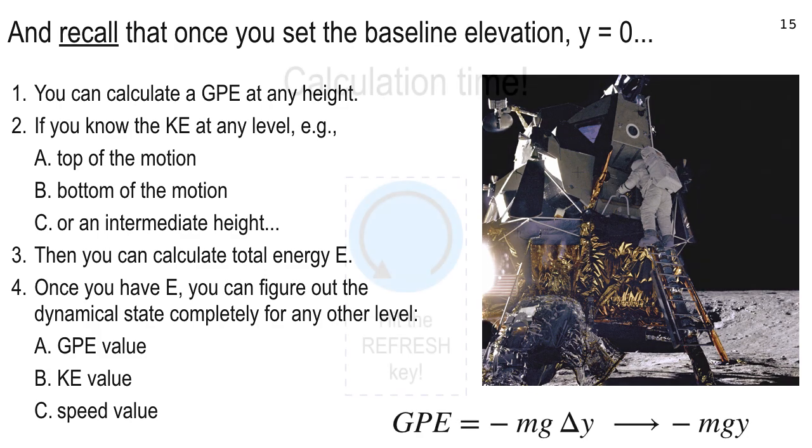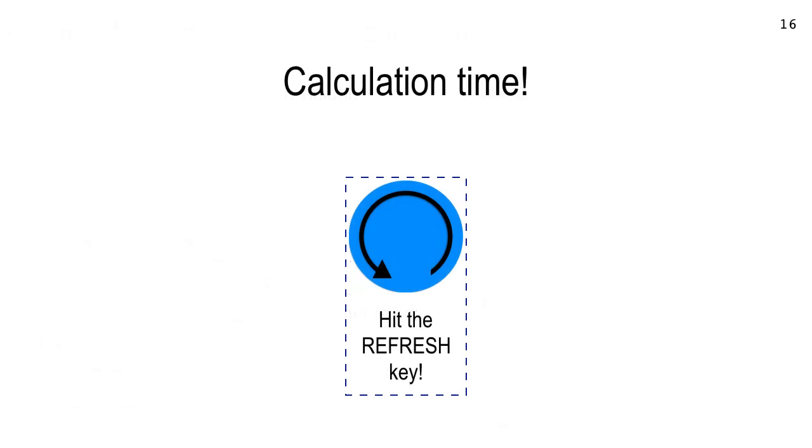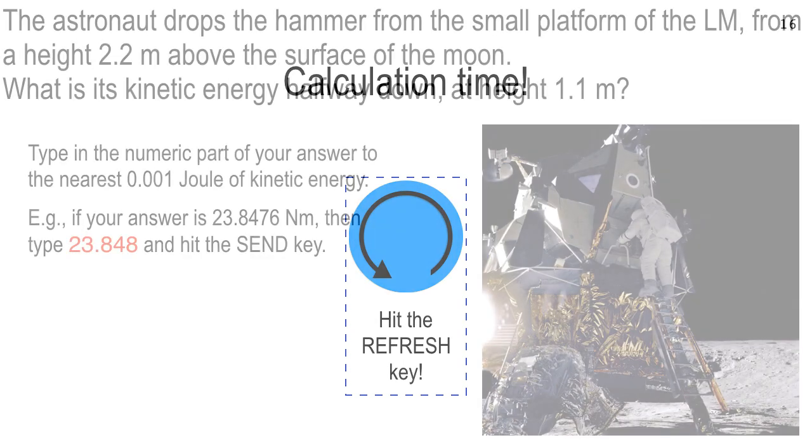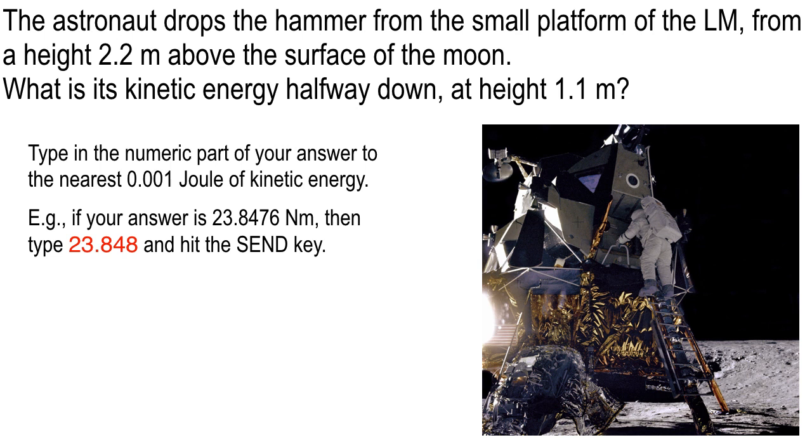So I want you to hit the refresh key. Here's your calculation. The astronaut drops the hammer from the small platform on the lunar module from a height of 2.2 meters above the surface of the moon. What is the kinetic energy halfway down, at height 1.1 meters?